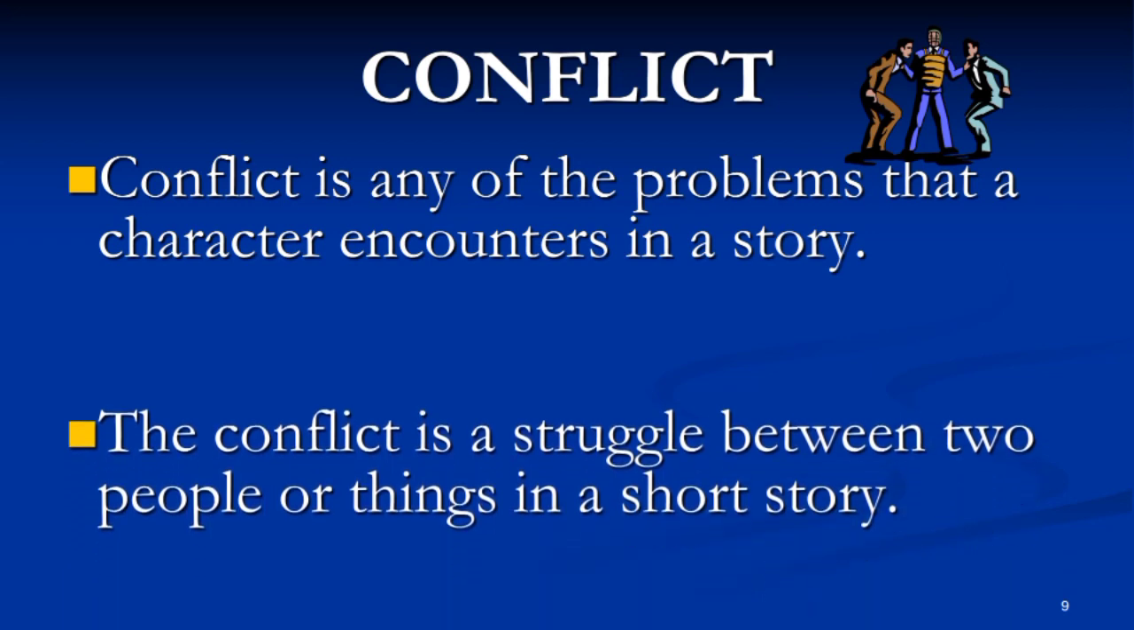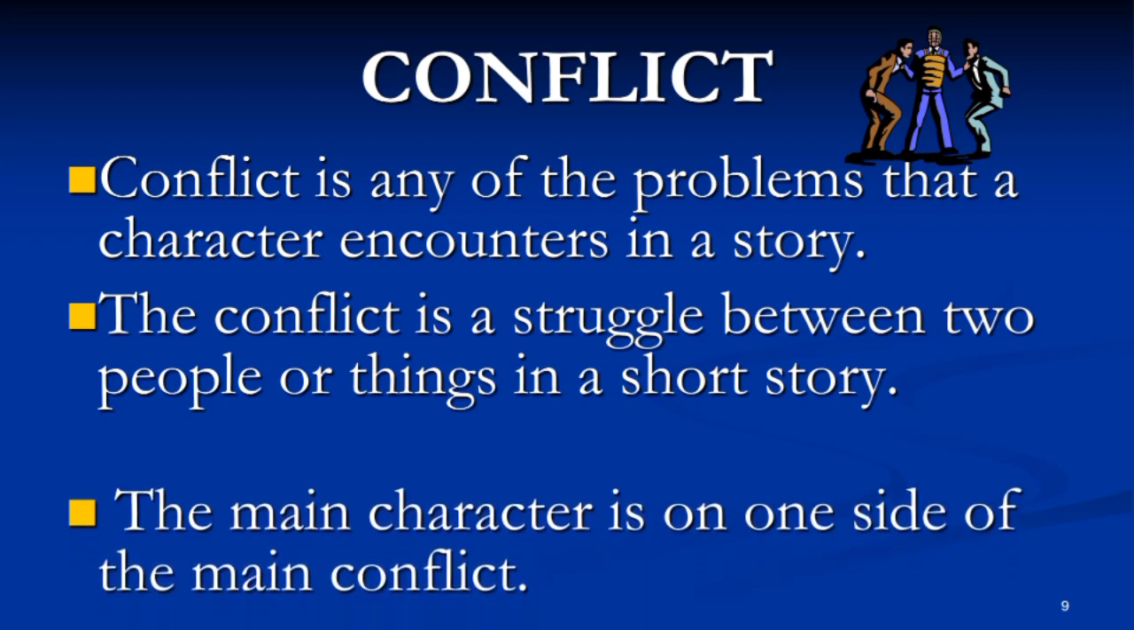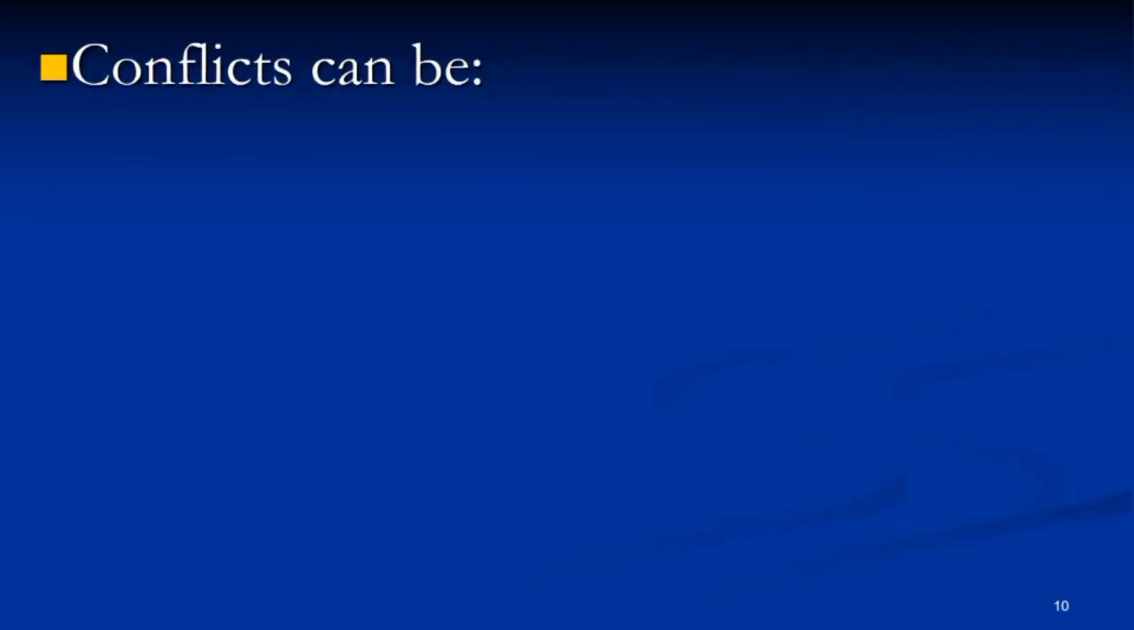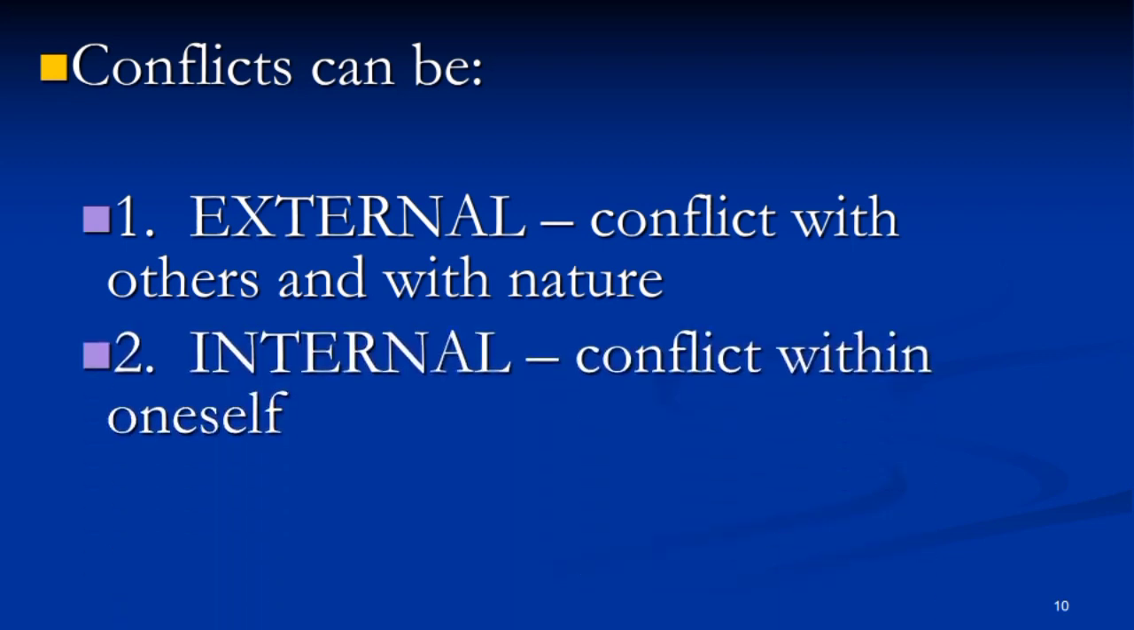Conflict. Conflict is any of the problems that a character encounters in a story. The conflict is a struggle between two people or things in a short story. The main character is on one side of the main conflict. Conflict can be classified into two: external and internal. When we are talking about external, it is a conflict with the characters or with nature. While internal, it is a conflict within oneself.